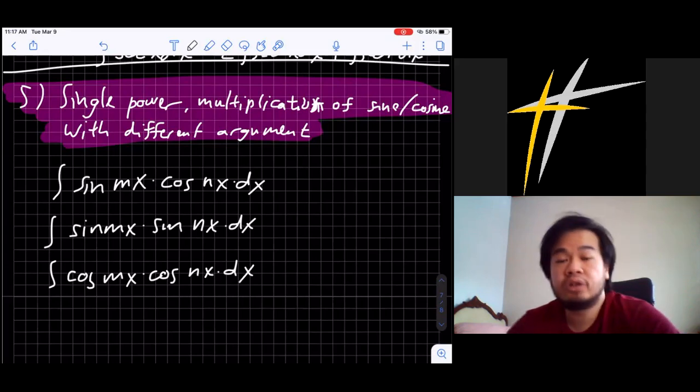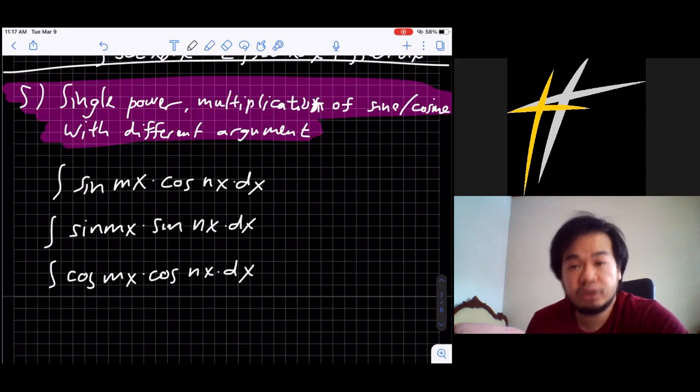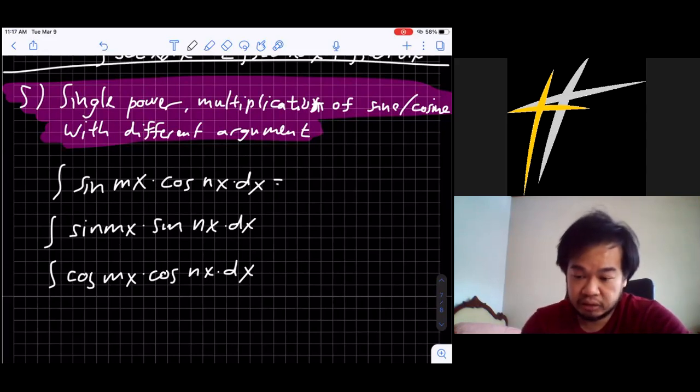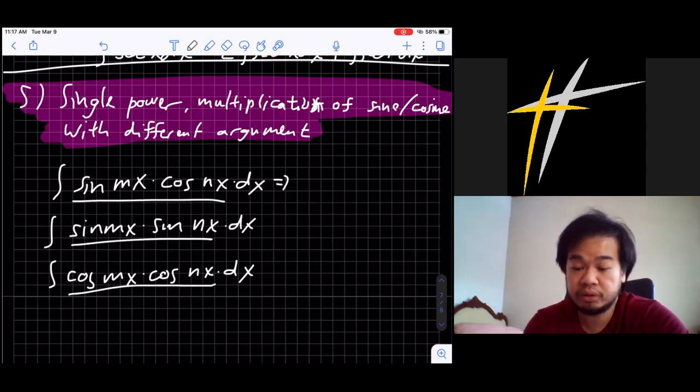Yeah, so don't be afraid. Actually, this is the easiest among the other 4 techniques, because what you need to do is just use the product-to-sum property of trigonometric functions. You can look at the appendix of the calculus book, but I'm gonna give you the formula here.